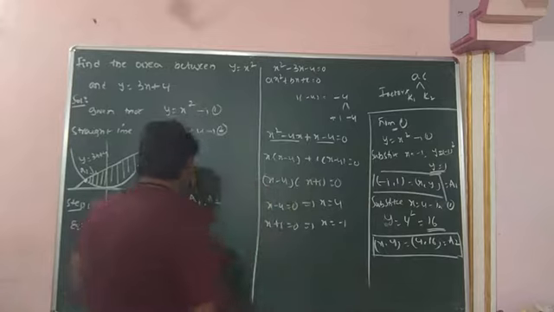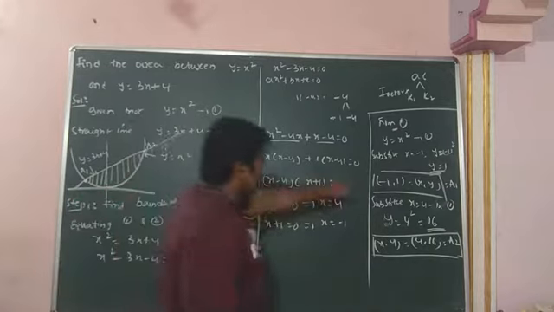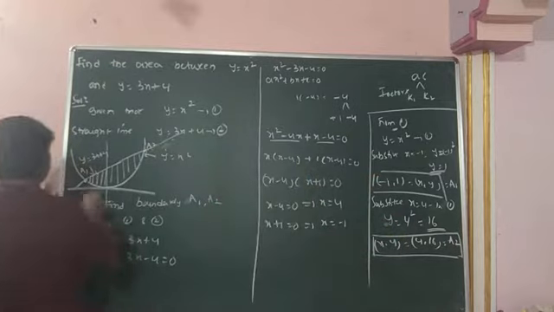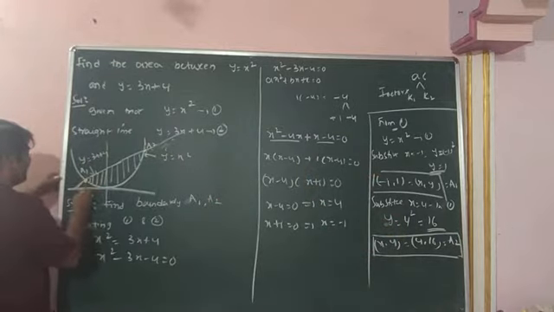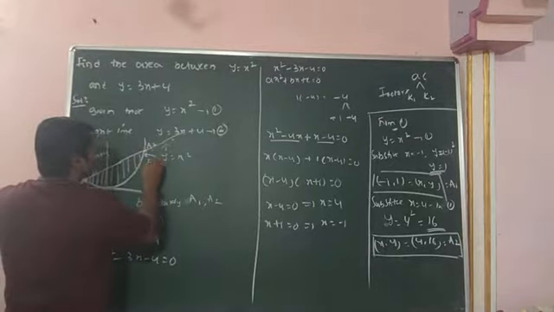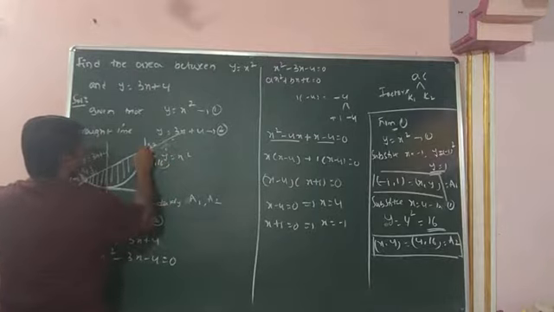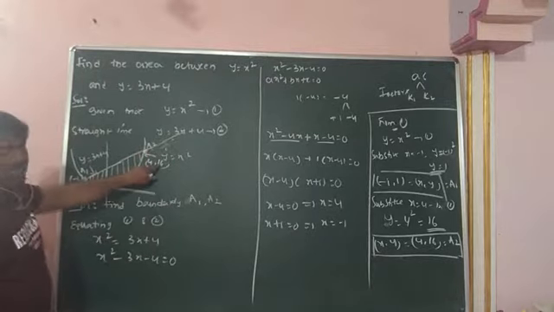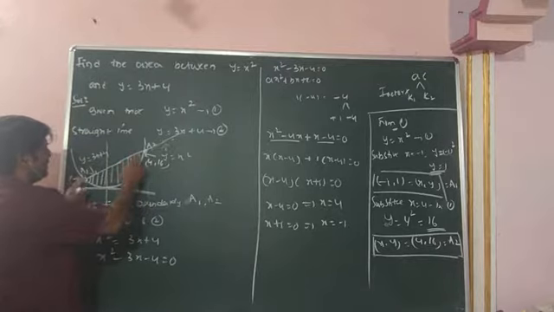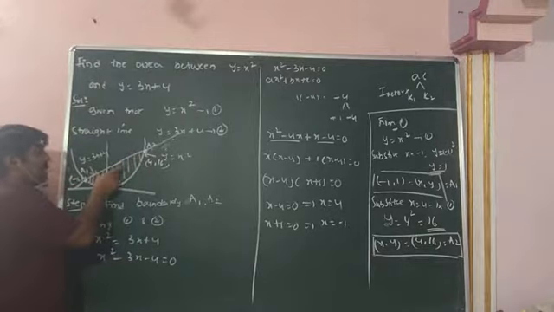So finally, what are the points we get? A1 is minus 1 comma 1 and A2 is 4 comma 16. We need to find the boundary. That is, we need to find the area between these two curves. We need to find this area.